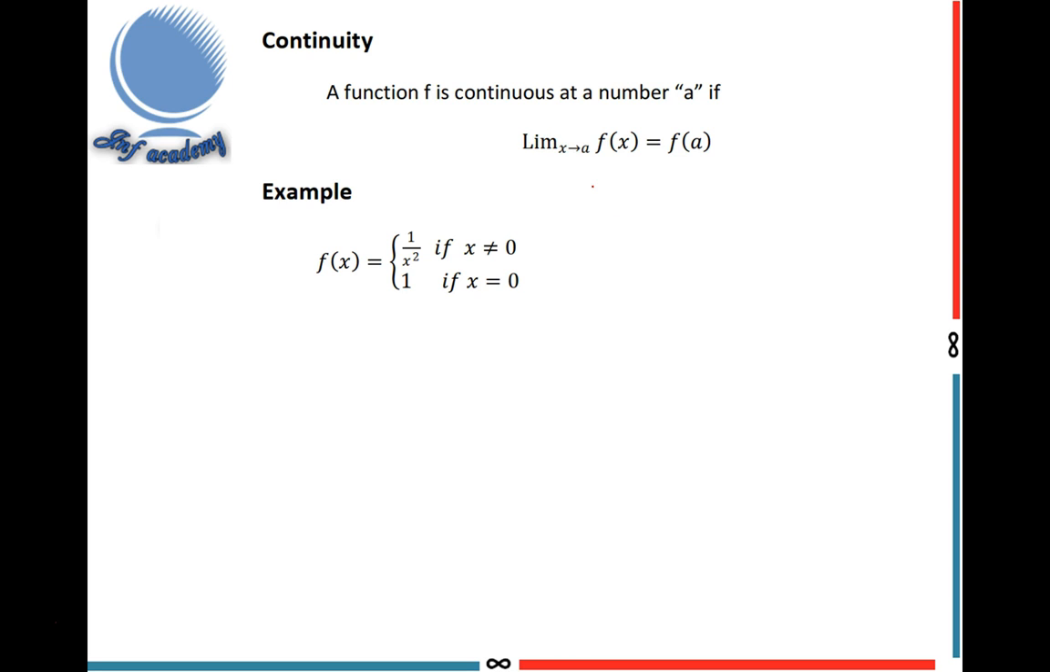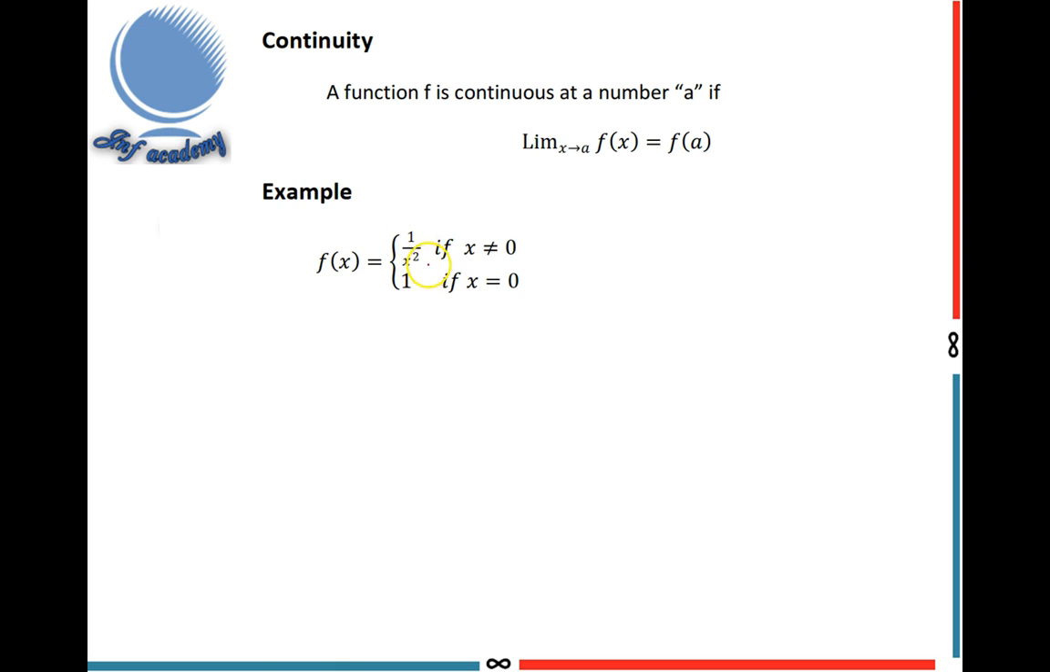But geometrically, you can think of a function that is continuous at every number in an interval as a function whose graph has no break in it. The graph can be drawn without removing your pen from the paper. This is the meaning of continuity. Next, I will give one example.